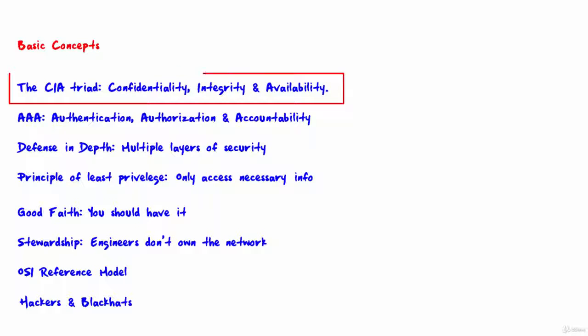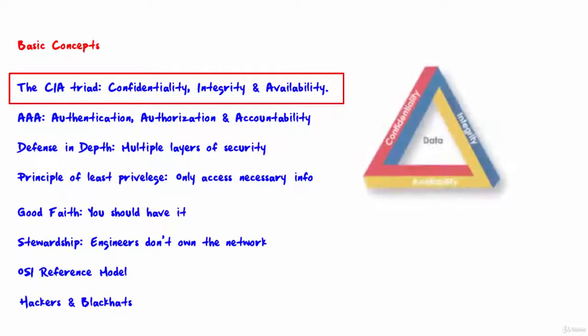The first concept is the CIA Triad. This is one of the most basic principles of information security. CIA stands for confidentiality, integrity, and availability. In general, all data that you wish to keep secure needs to remain confidential, maintain integrity, and also be available.